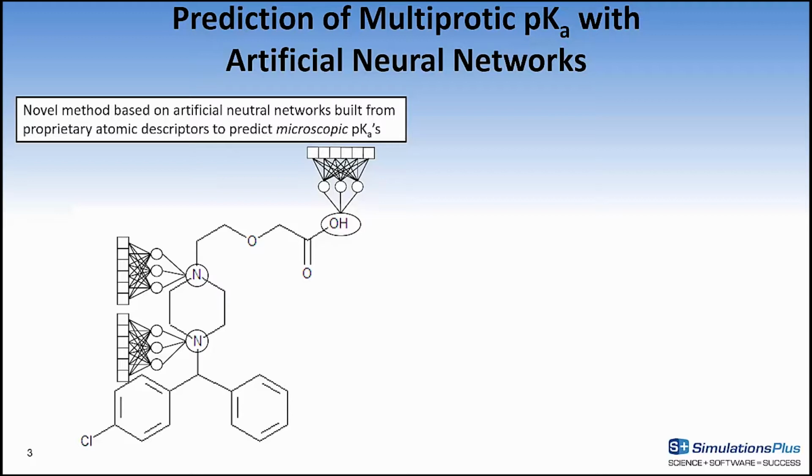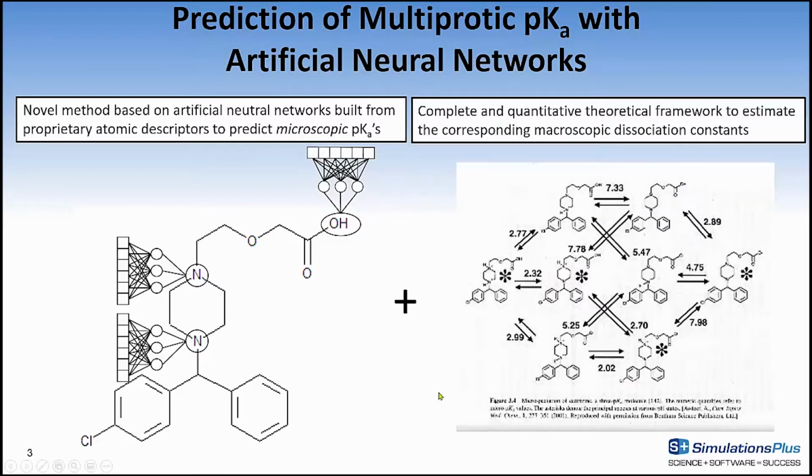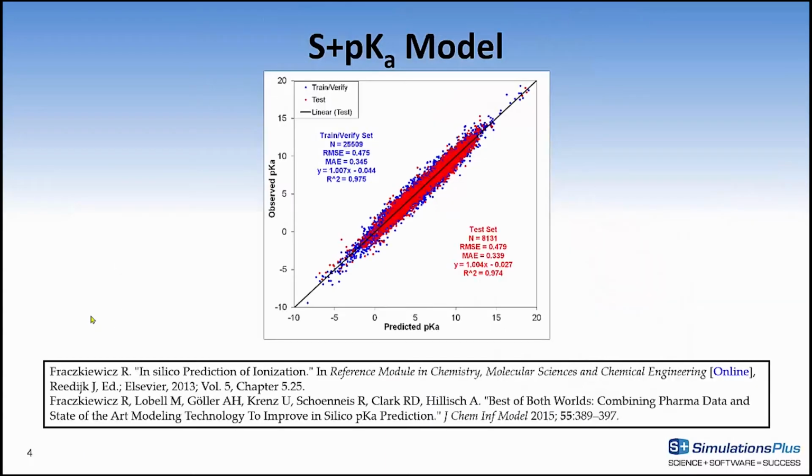Other types of groups would include thioacids, so this would be thiols or thiocarbonyls. We would also have a model built for acids based on the NH groups in aromatic rings. For bases, we would include N oxides and aromatic nitrogens also. These microscopic pKa's are then combined with a complete and quantitative theoretical framework to estimate the corresponding macroscopic dissociation constants.